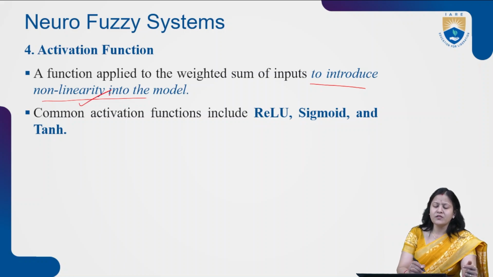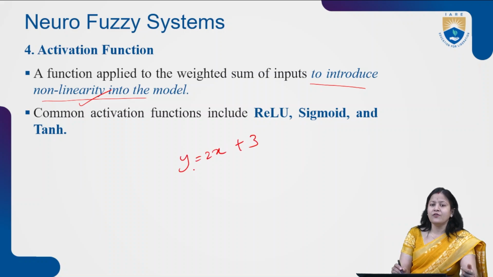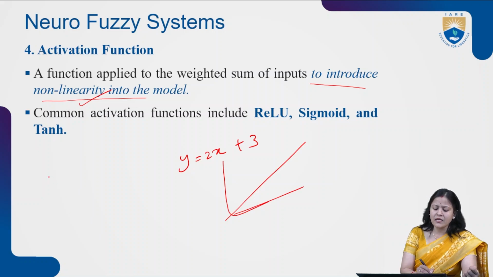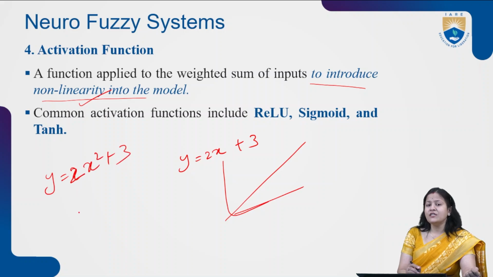What is the meaning of this non-linearity of the model? For example, if I write y is equal to 2x plus 3, then for every change in the value of x, there would be a corresponding change in the value of y. And if you plot the graph, we will get a straight line between the x-axis and y-axis. But if I write y is equal to 2x square plus 3, then for every change in the value of x, is there any proportional change in the value of y? It may differ.